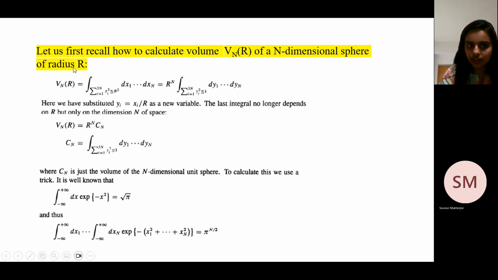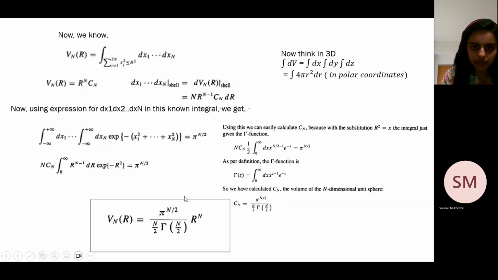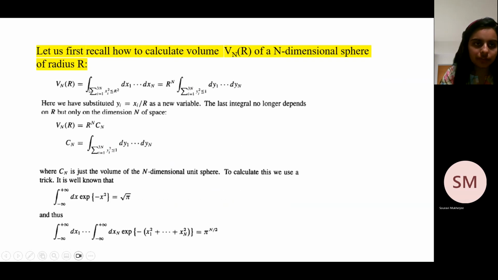So your sphere has a radius of r. So you have the volume expression as r to the power n Cn, where n is some value which depends on the dimensions that you are talking about. And then when you use the standard Gaussian integral, what you can finally get to is the expression given here. So this gives you the volume of an n-dimensional sphere of radius r, right?